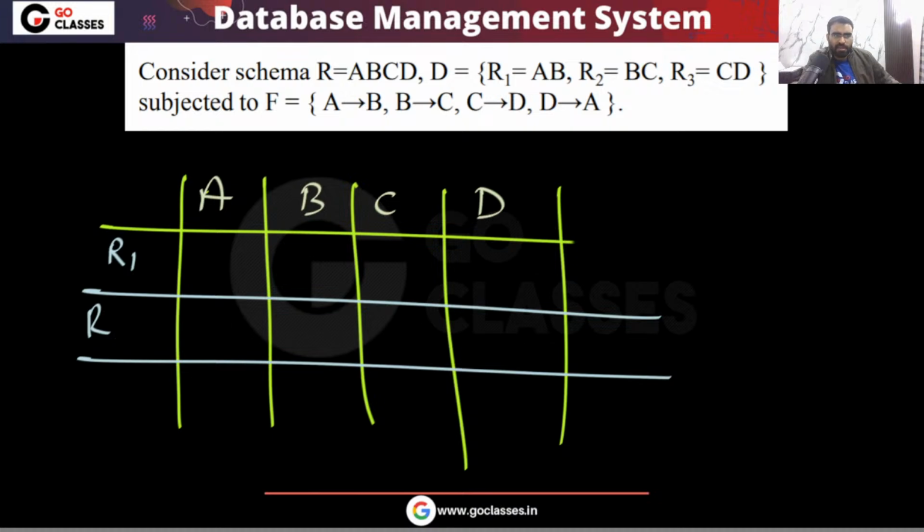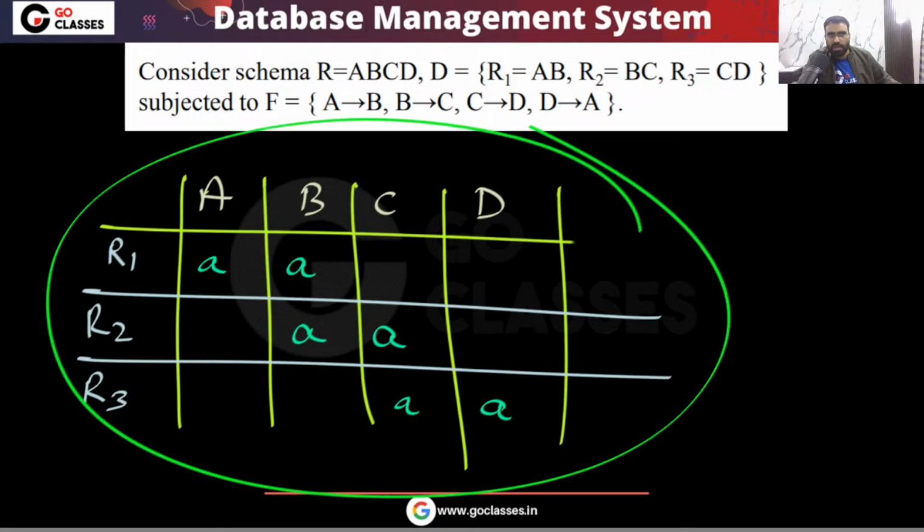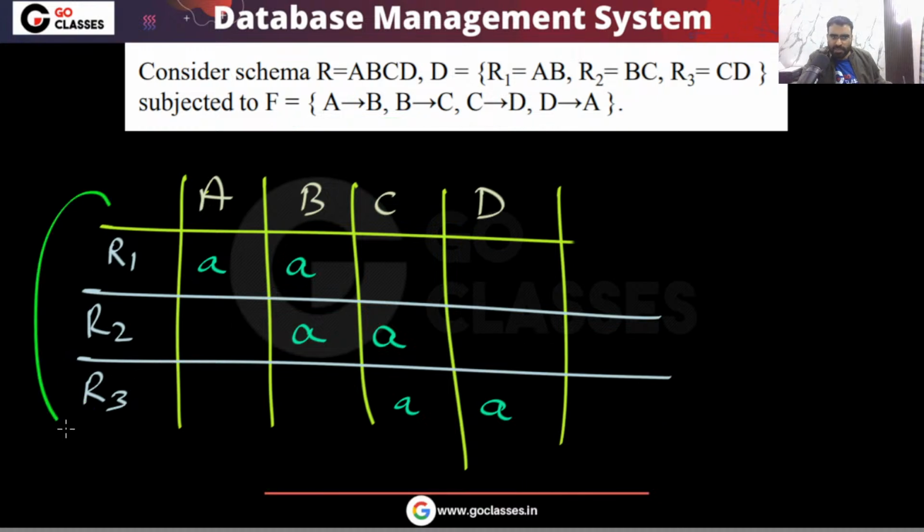So this is step number 1, that we create a matrix where the columns are attributes and the rows are the subrelations. Now what is step number 2? For every subrelation under its attribute we put A entries. R1 has attributes AB, I will put A entries. R2 has attributes BC, I will put A entries here. R3 has attributes CD, I will put A entries here. Very simple. We have created the matrix and for every subrelation under its attribute we have put the A entries. Now step number 3: we will apply the functional dependencies. Step 1 and 2 we have done.